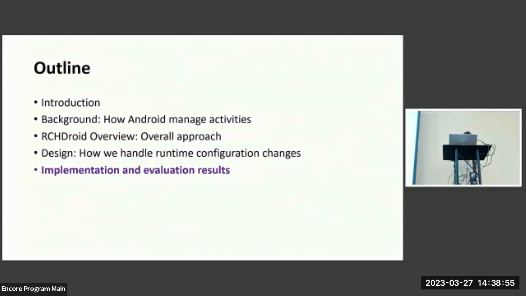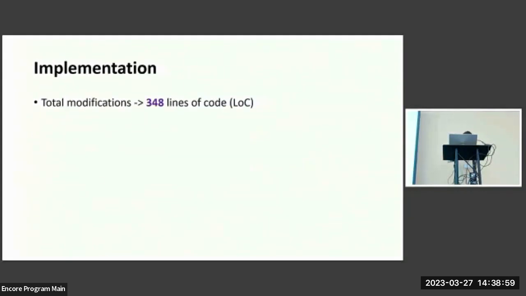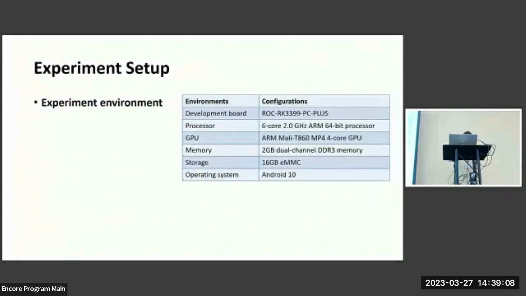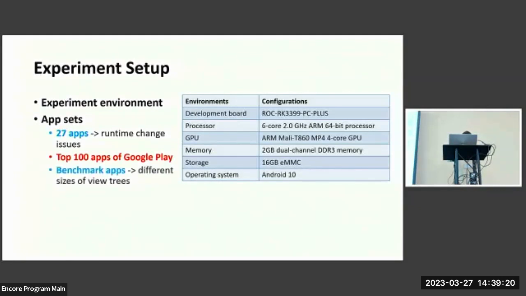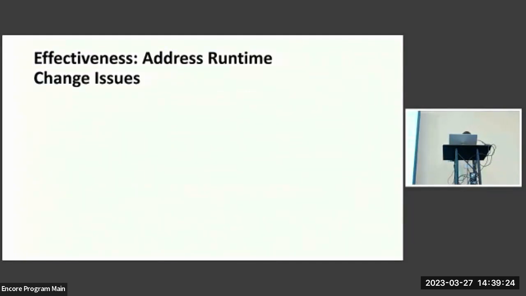So finally, some implementation and evaluation results. We have introduced minimal modification to the Android system, only 348 lines of code. And we do the experiment on real hardware with 3 app sets. The first app set is 27 apps, which are reported to have runtime change issues. The second is the top 100 apps of the Google Play. And the third is the benchmark apps, which have different sizes of view trees.